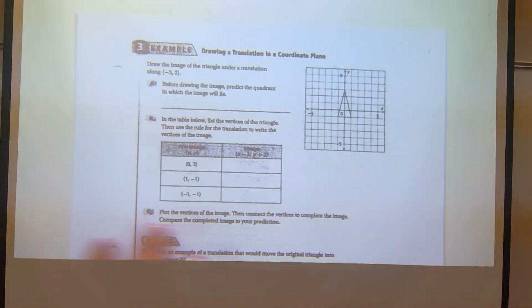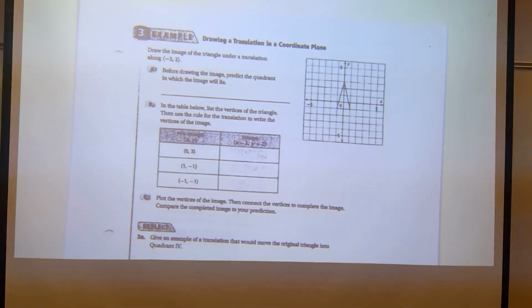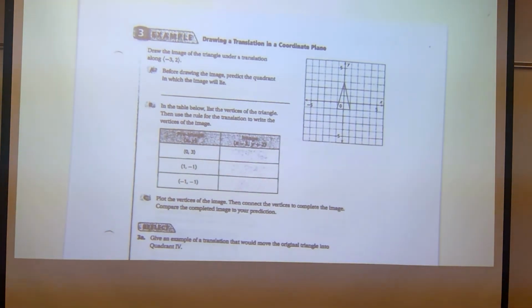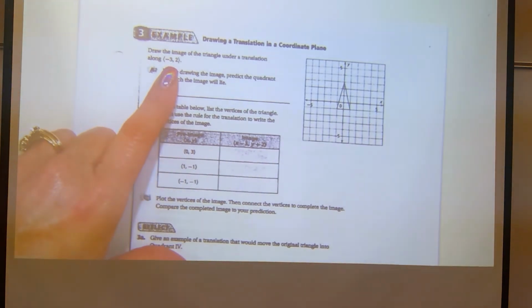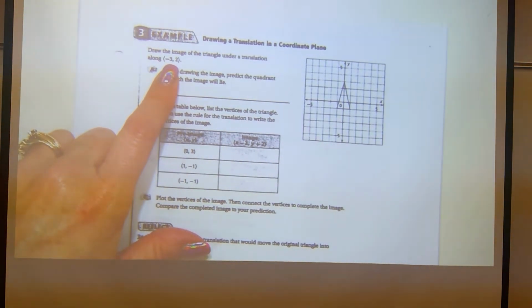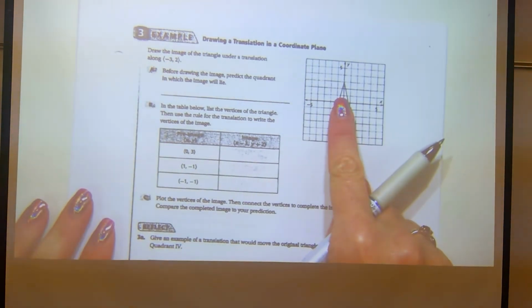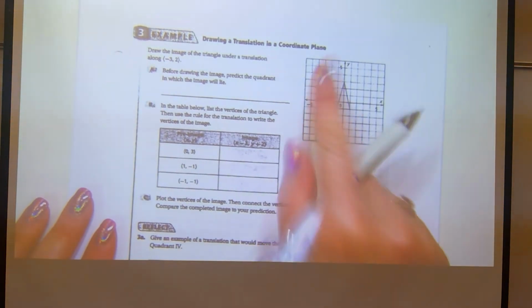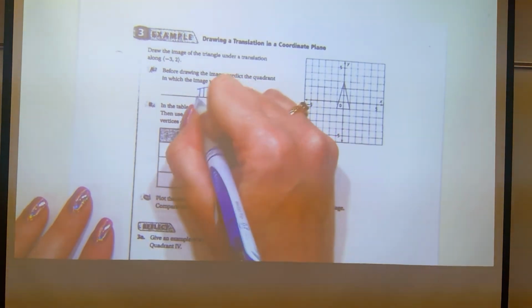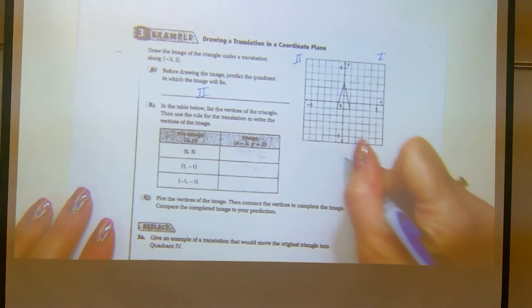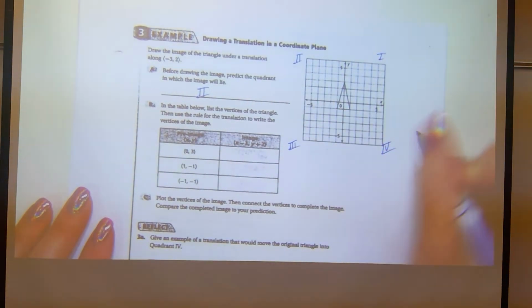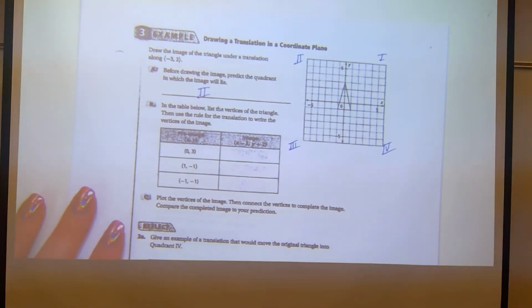Okay, let's use vectors to give us a translation. Draw the image of the triangle under a translation along the vector <-3, 2>. So which way am I moving? Well, I'm moving to the left 3 and I'm moving up 2. If I take this triangle and move it left 3 and up 2, I end up in quadrant 2. And remember, when you name your quadrants, you start at 1 o'clock on the clock and you go counterclockwise. So go ahead and do that now.